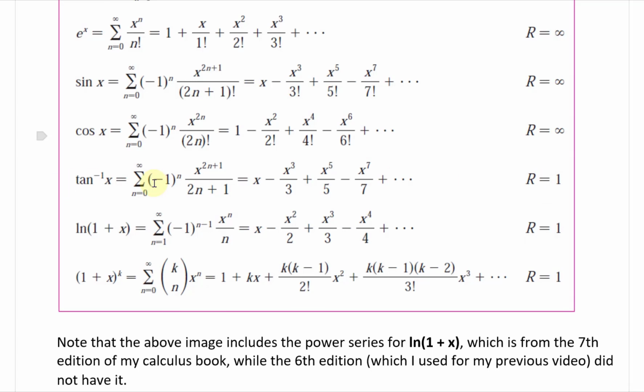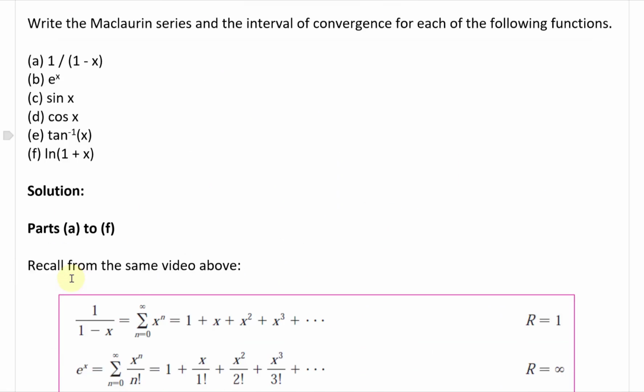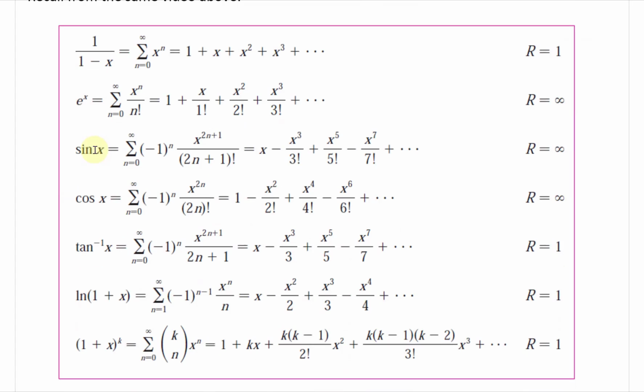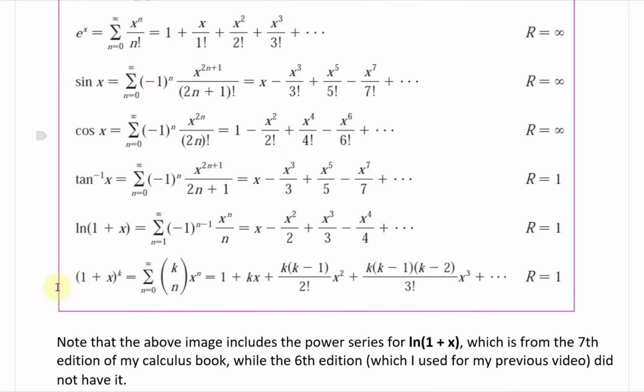Alright, now the next one is ln of 1 plus x that we're asked for. This one also has the binomial setup over there, 1 plus x to the power of k, but here we're going to look at this one. ln of 1 plus x equals the summation from n equals 1 to infinity of negative 1 to the power of n minus 1 times x to the n divided by n. So this one is going to be x minus x squared divided by 2 plus x cubed divided by 3 minus x to the 4 divided by 4.